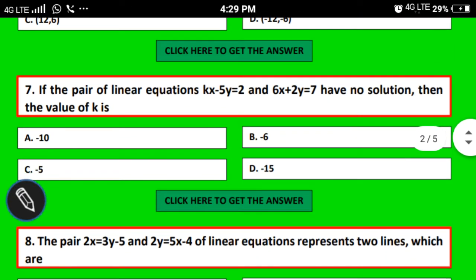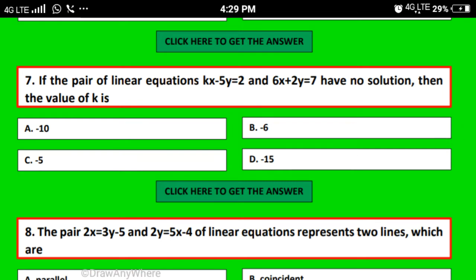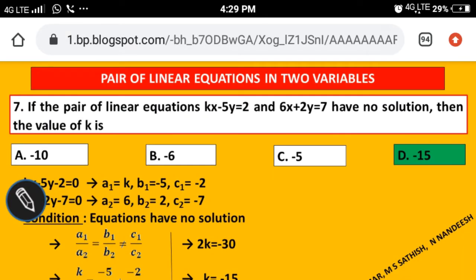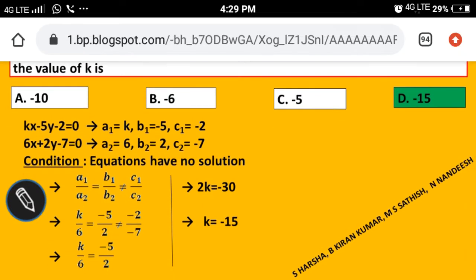The next, seventh one: if the pair of linear equations kx minus 5y equals 2 and 6x plus 2y equals 7 have no solution, then the value of k is. When it does not have any solution, that means the lines are parallel to each other, and the condition for parallel lines is a1 by a2 equals b1 by b2, and that is not equal to c1 by c2. This is the condition.